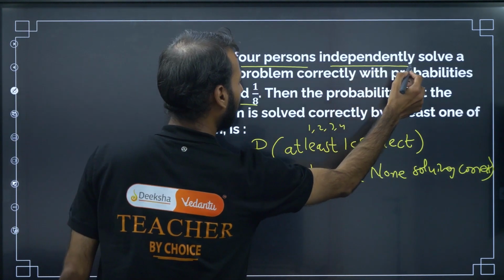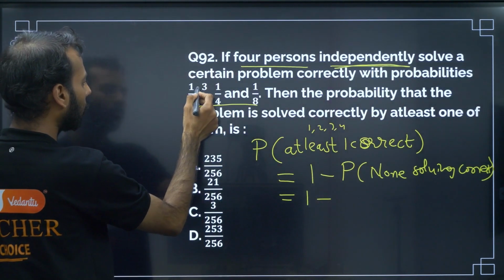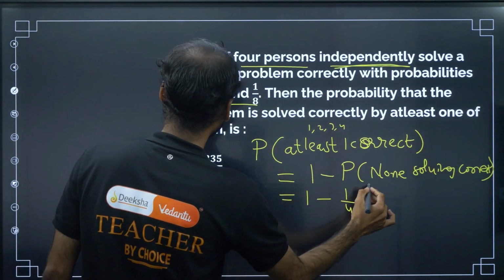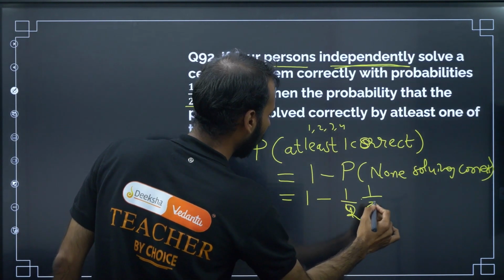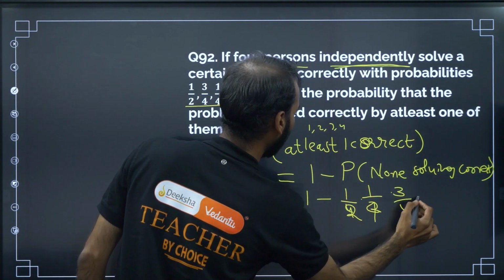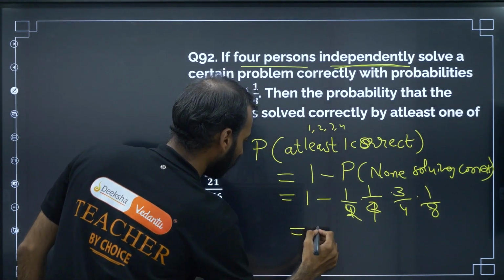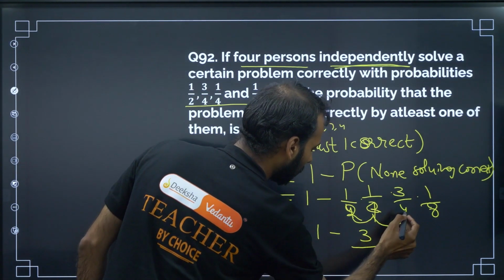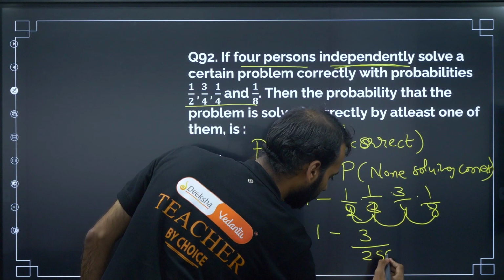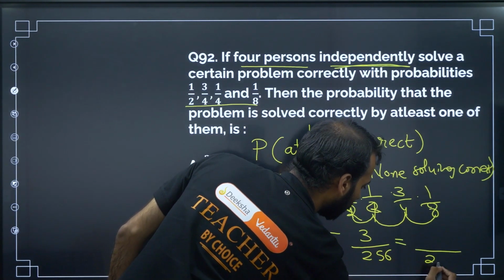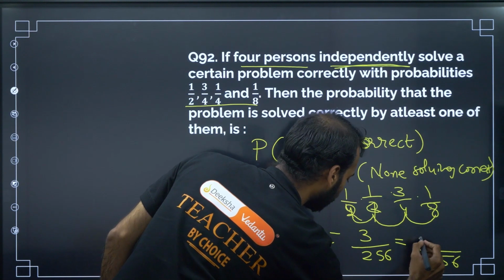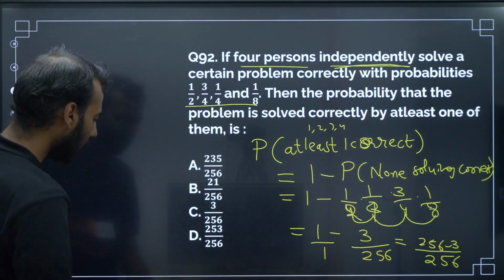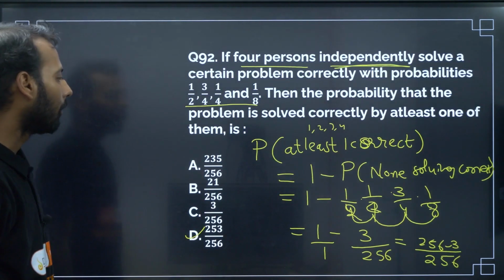They are talking about independent events also. Whenever independent events come, we have to multiply all these events. So probability 1 by 4, next 1 by 2, 1 by 4, 3 by 4 and 1 by 8. If you simplify this, 3, 2 4s are 8, 8 4s are 32, 32 8s are 256. This 1 by 1, let me take LCM. 256 minus 3, 253 by 256. D is the answer. Moving to the next question.